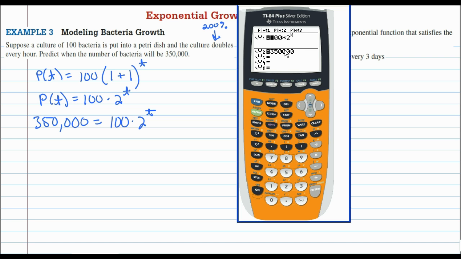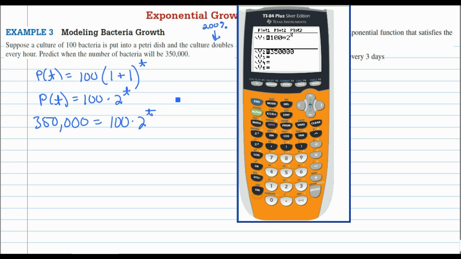So my y max for my window is going to be pretty easy. 350,000, I can bump that up to maybe 400,000 or even 500,000. The question is, how long is it going to take this bacteria to go from 100 to 350,000? How many hours? If it was linear, that'd be easy. That would be 3,500 hours. But this isn't linear, it's exponential.